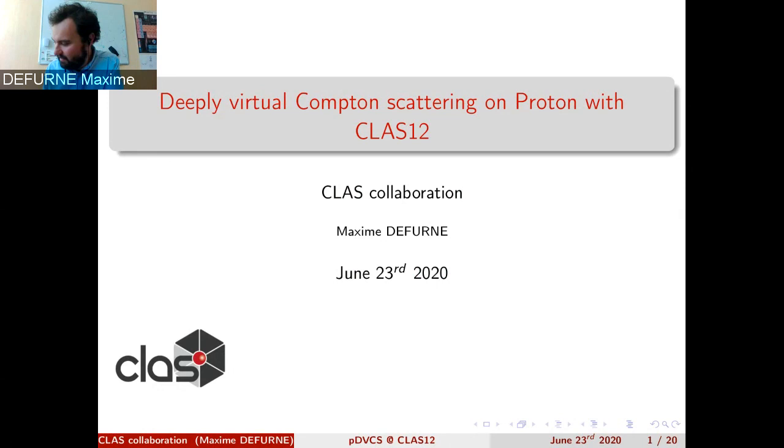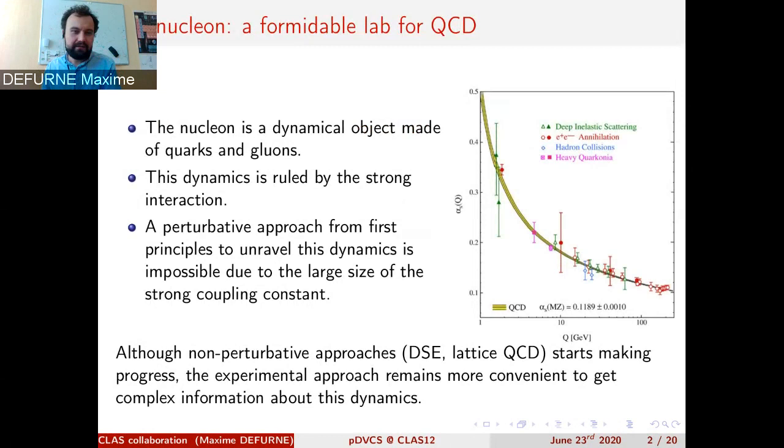Today, my talk will be dedicated to the DVCS program with CLAS12 on the proton. If one wants to study QCD, there is no better place than looking inside the nucleon. We all know that quarks and gluons are confined inside the nucleon, and we cannot use perturbative QCD to understand the behaviors of quarks and gluons inside the nucleon.